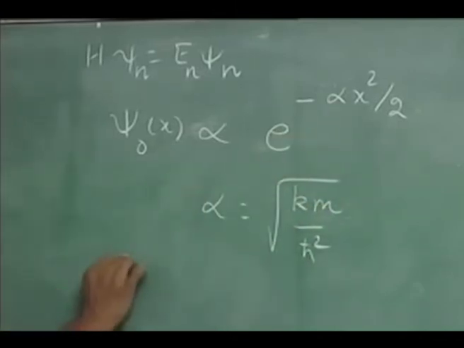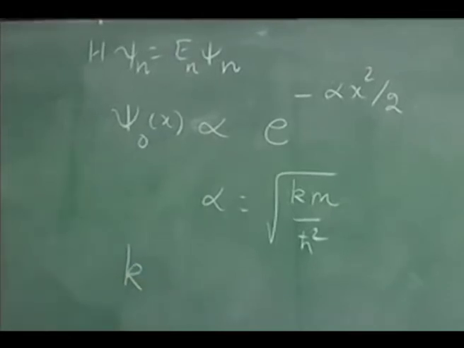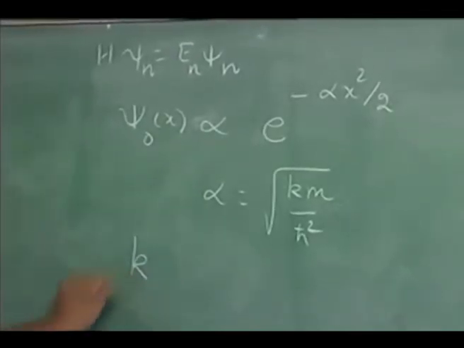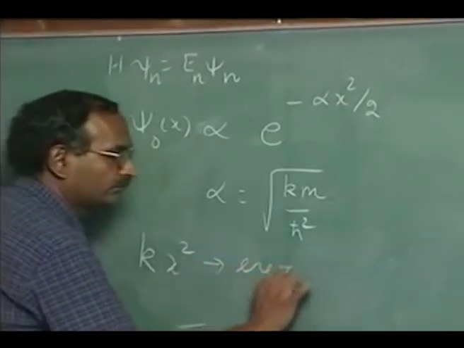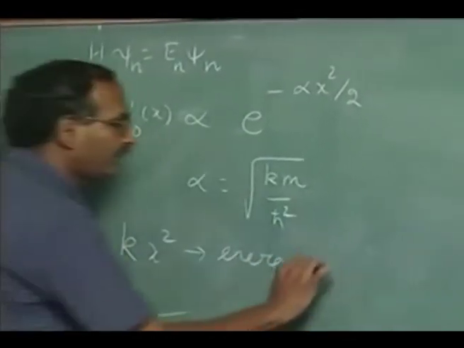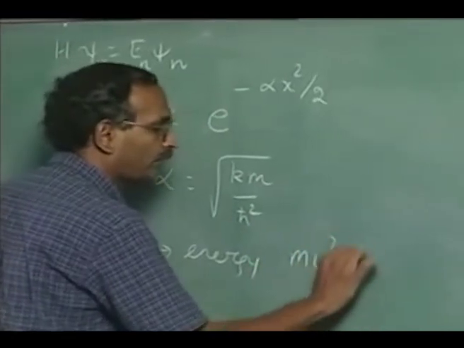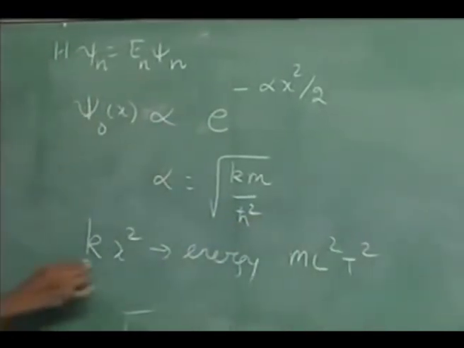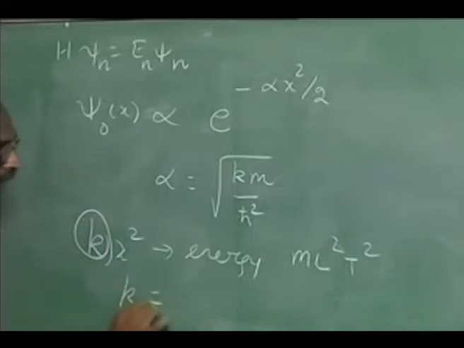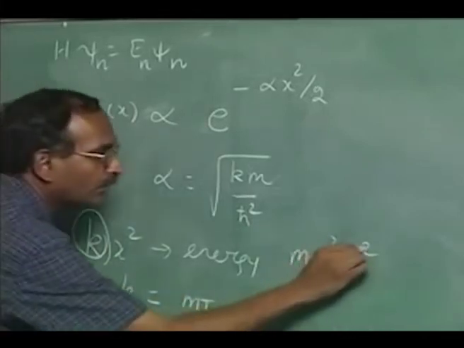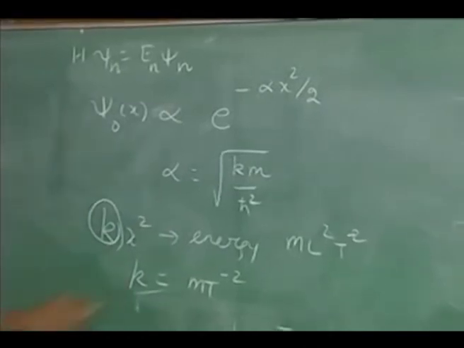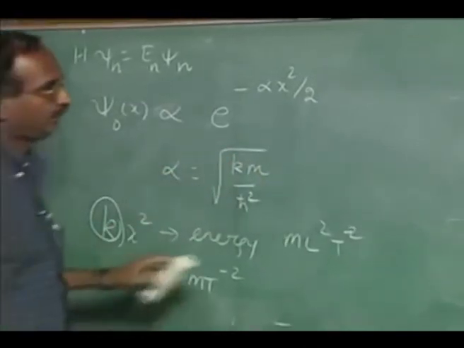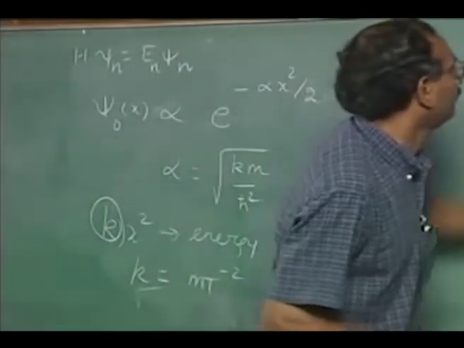What is the dimension of k, being a force constant? Recall that kx square represents energy, and energy is m l square t to the minus 2. The force constant has the dimension m t to the minus 2. And the mass here, let us do the dimensional analysis.